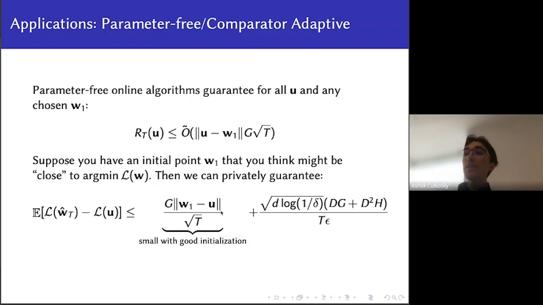And the important thing about this is, let's say you're doing some sort of private fine-tuning. When you do fine-tuning, you maybe pre-train on some public data, you get some w1 that you think is a good initialization. Why is it good? It's a little bit unclear, but maybe the reason it's good is that it's close to the optimal point. And so this bound will automatically get a better guarantee without having to adjust itself depending upon that closeness.